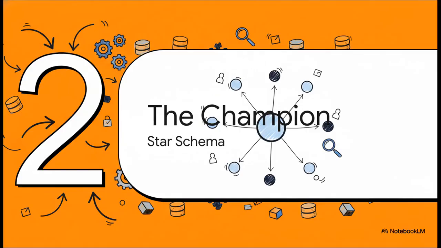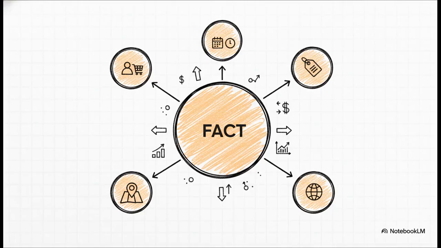So first up in the ring, let's meet the reigning champion of data warehousing, an approach that's been the gold standard for decades now, the star schema. So what is it, exactly? Well, a star schema cleverly splits your data into two main types of tables.